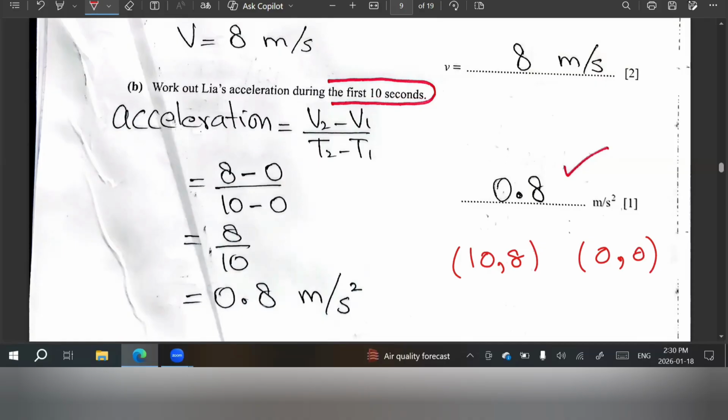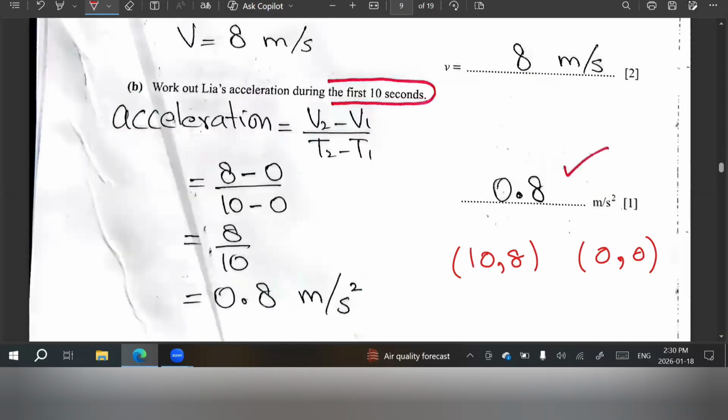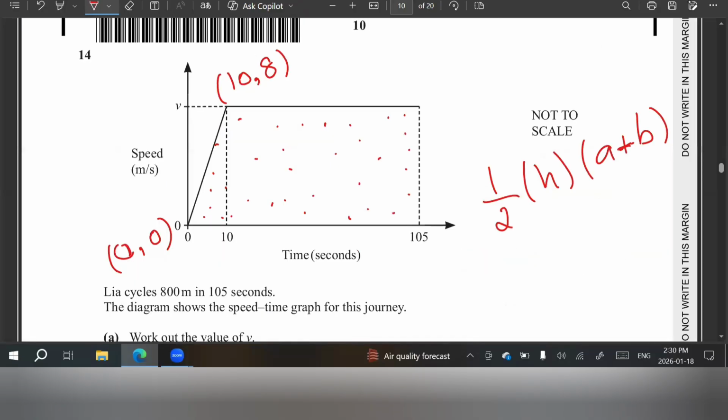And that will be 0.8 meter per second. They say 0.8 meter per second. Our answer is right, sir. This is how this is done. I hope you understand.